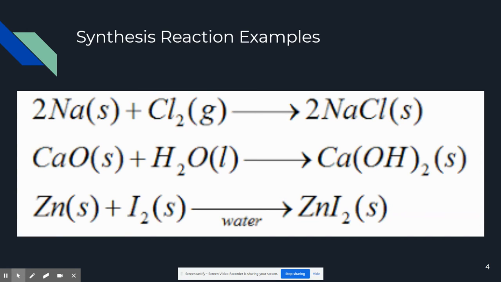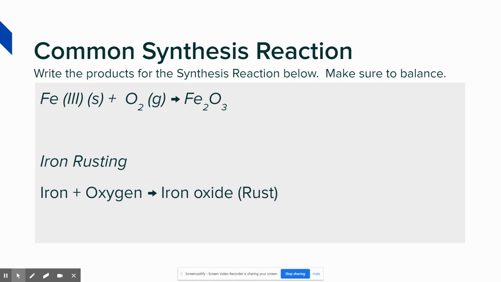Here are some examples of synthesis reactions. For example, the NaCl, that's how they make salt. CaOH, that's a base they can use to clean things or neutralize acids. And then you'll notice that there's water underneath here because it's just run in the presence of water to make this other salt. Here's a common synthesis reaction. You have iron plus oxygen makes rust. Okay, us in Ohio, we deal with rust all the time on our vehicles.